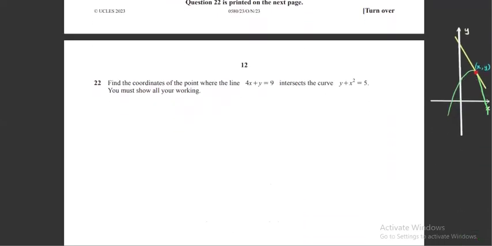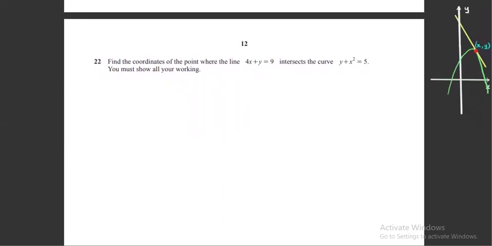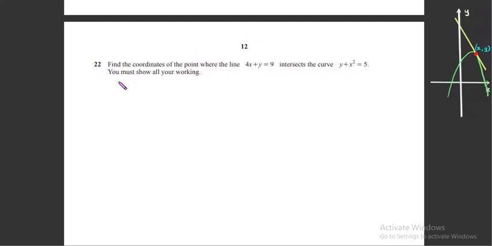Let's move on to the next question that we have, which is question 22. This is the last question that we have. Here we are given a straight line equation, which is 4x plus y is equal to 9. And we are given a curve, which is y plus x squared is equal to 5. So this curve is a quadratic curve. We must find the coordinates of the point where those two intersect.